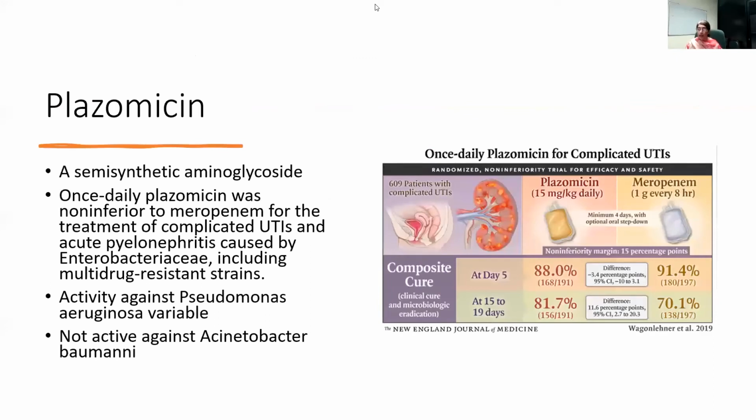Plazomicin is a semi-synthetic aminoglycoside, and it can be used for the management of complicated UTIs and acute pyelonephritis caused by Enterobacteriaceae, including multi-drug-resistant strains. This is based on a randomized non-inferiority trial of 609 patients who were randomized to receive either plazomicin or meropenem. The composite cure at day 5 and day 15 to 19 was not different between the two groups. However, plazomicin has variable activity against Pseudomonas, and it is not active against Acinetobacter. Also keep in mind, it is only recommended for treatment of complicated UTIs and pyelonephritis and not for bacteremia.